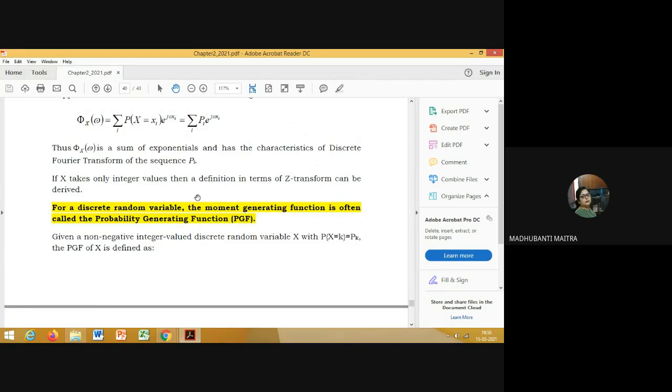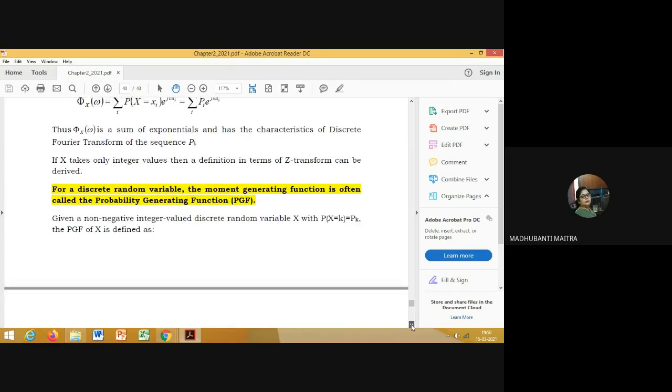Have you studied discrete Fourier transform? Yes, ma'am. So this expression looks like a discrete Fourier transform, isn't it? Just forget about the sign. Yes, it looks like it.